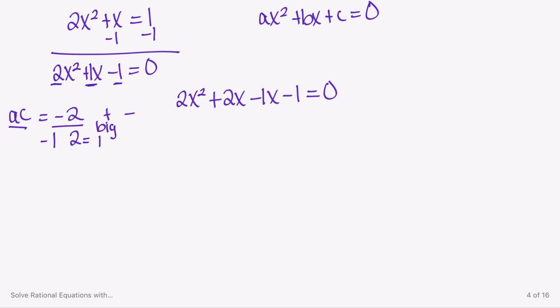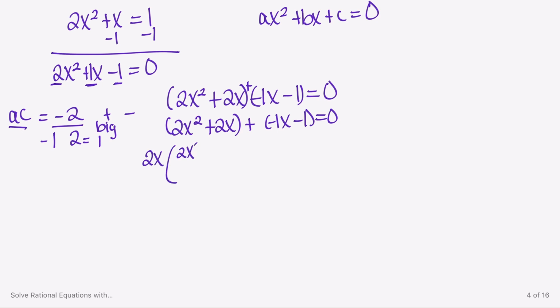So when we factor by grouping, I'm going to put my 2 terms into 2 groups, and then I'm going to put a plus sign in the middle, right? So I have 2x squared plus 2x plus negative 1x minus 1 equals 0. So now what I need to do is I need to look for the GCF of each group. Well, the first group, notice that I can factor out a 2x. So I'm going to divide these terms by 2x. And so when I do that, this is what I'm going to get.